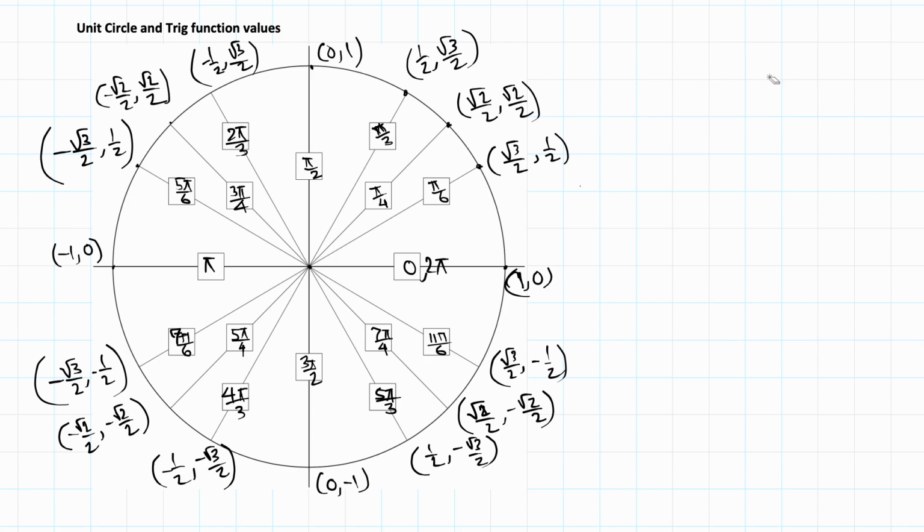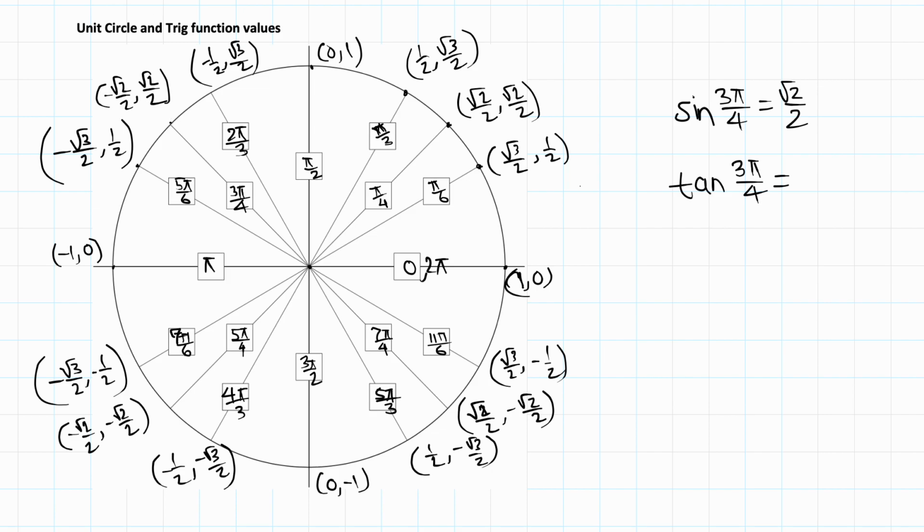Okay, so let's find some values. Let's find an easy one, sine 3 pi over 4. That's here, 3 pi over 4. And sine means the second coordinate, so root 2 over 2. Okay, how about tangent 3 pi over 4? Same angle.